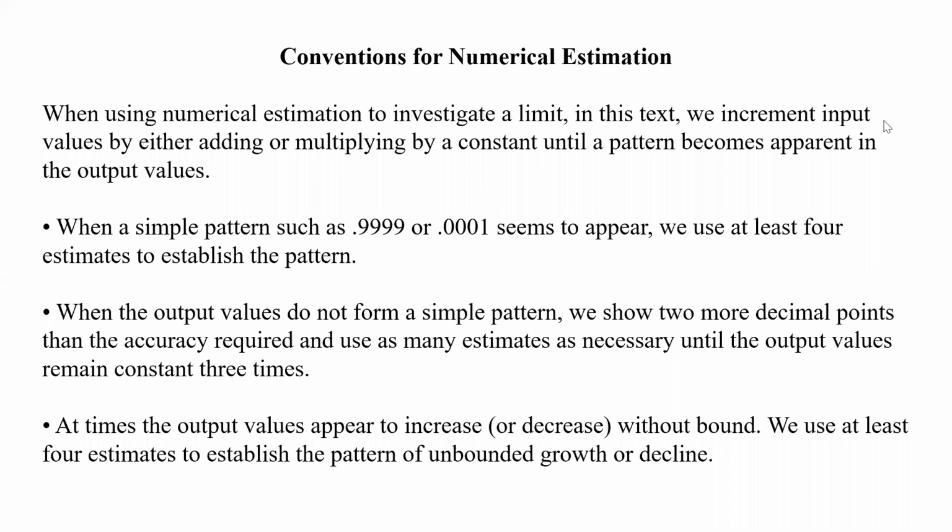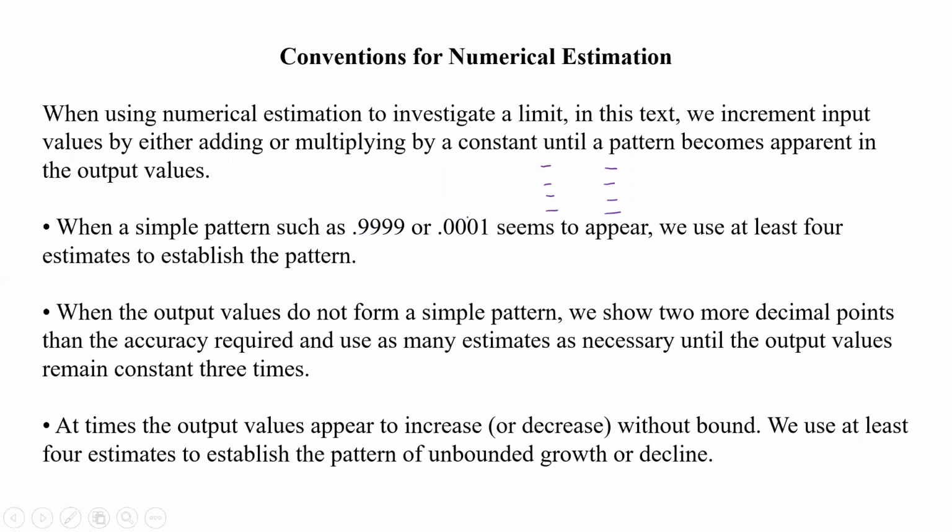we use at least 4 estimates to establish the pattern. And so what we'll do is we'll use one number for an input, and we'll come up with an output. We'll use another one, we'll come up with an output. We'll use another one, we'll come up with an output. We'll use another one, we'll come up with an output. And that way we know that, hey, yeah, we really have reached some kind of a pattern. It's going to, all these nines, or it's going down lower and lower and lower, okay?